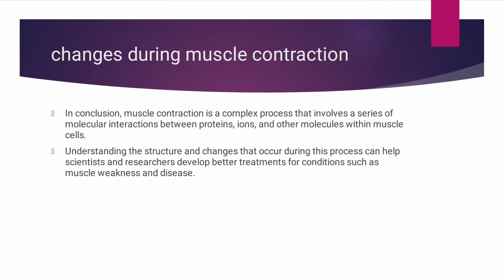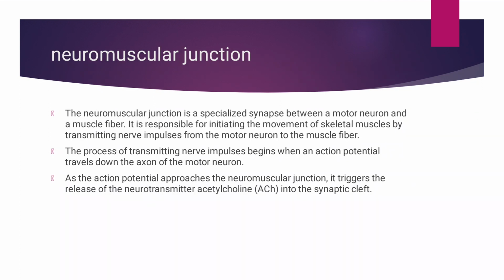The next thing is changes that happen during muscle contraction. Muscle contraction is a very complex process that involves a series of molecular interactions between the proteins, ions and other molecules within the muscle cells. The structure and the changes that occur during muscle contraction will help scientists and researchers to develop better treatments for conditions such as muscle weakness and diseases.